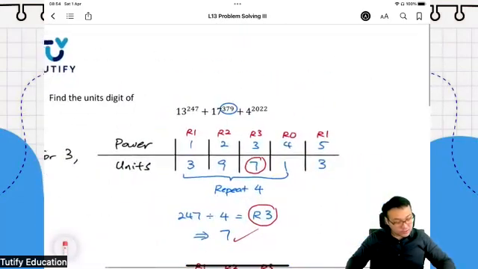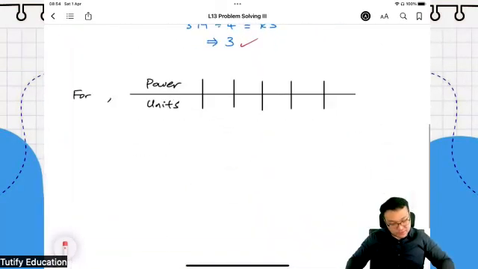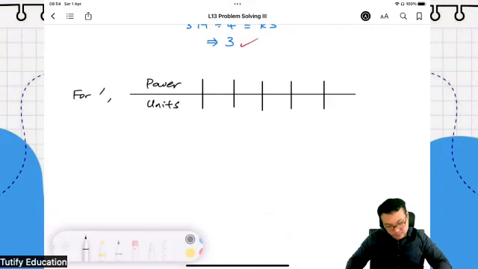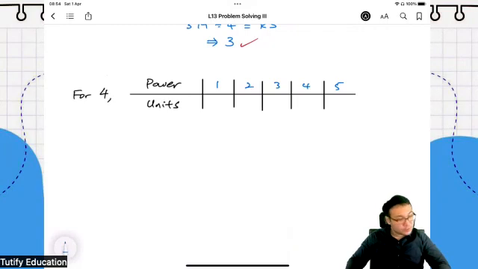4 to the power of 2022. So let's look at the number 4. Power 1, power 2, power 3, power 4, power 5. 4 to the power of 1 is? 4. Then you times 4 again. 6. Times 4 again. 4. Times 4. 6. Again. 4. Ah, very good. What do you notice?